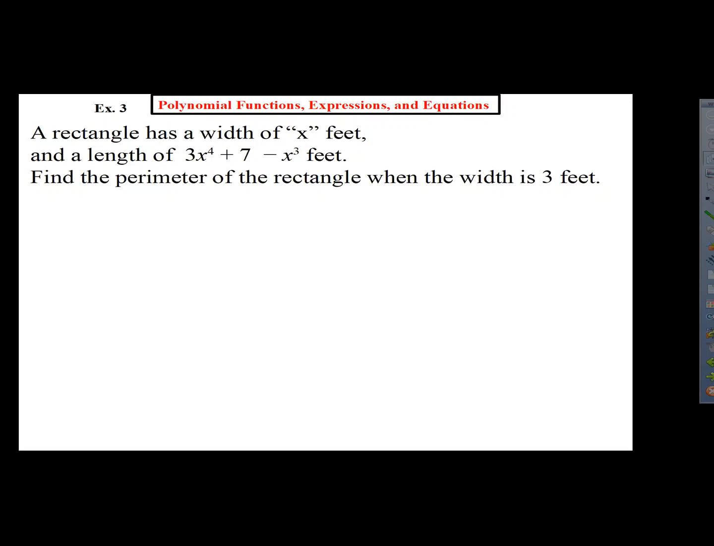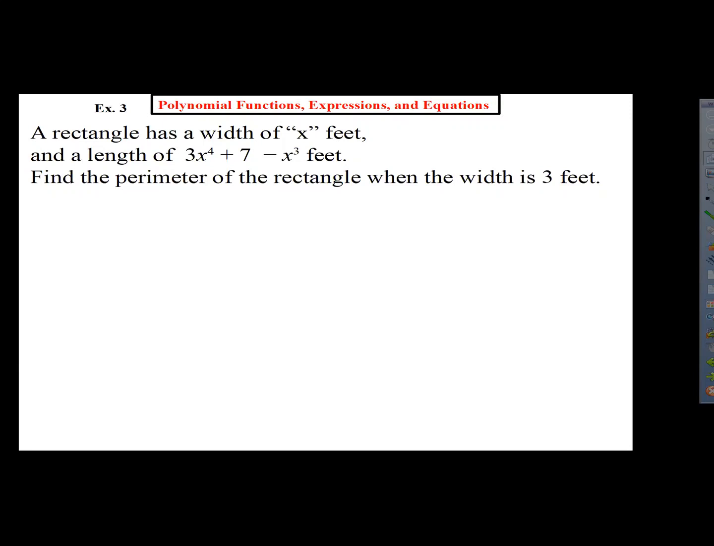All right. So the problem reads again, a rectangle has a width of x feet and a length of 3x to the 4th plus 7 minus x cubed feet. Find the perimeter of the rectangle when the width is 3 feet. So here we go. We're going to do this one together just to make sure we understand how to approach these kinds of problems.